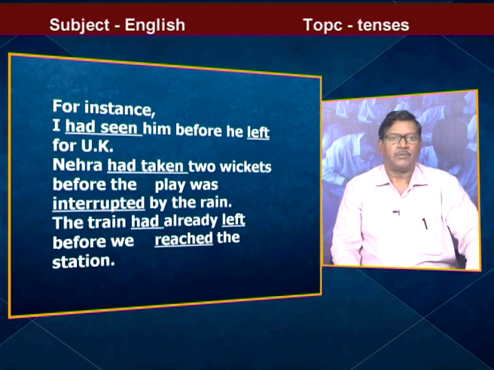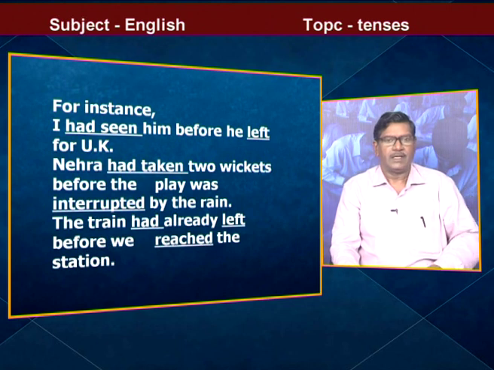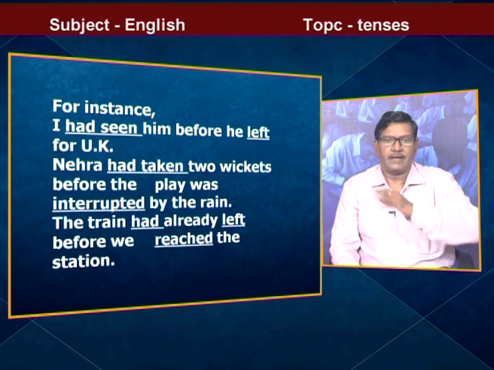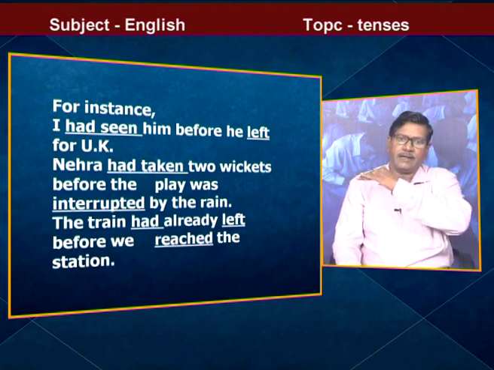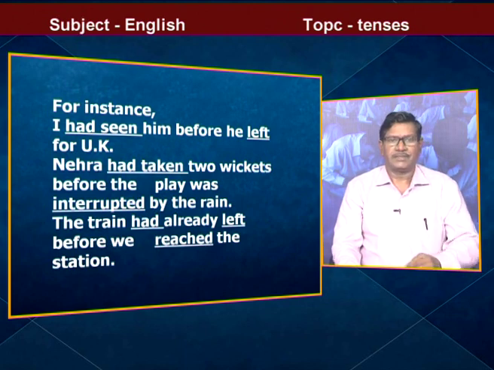వర్షం మూలంగా ఆగిపో ముందు వాడు 2 వికెట్లు తీసుకున్నాడు. The train had already left before we reached the station. మేము స్టేషన్కి రీచ్ అయినాం. But before that, the train had left. The train had already left the station before we reached the station. Okay? రెండు జరిగిన పనుల్లో ముందు జరిగిన పనిని మనము ఈ పాస్ట్ పర్ఫెక్ట్ టెన్స్లో చెప్పుకుంటాము. So, that is how we go with past perfect tense.